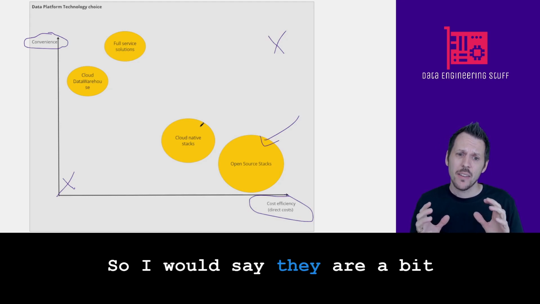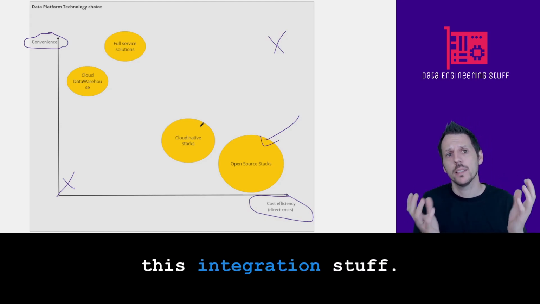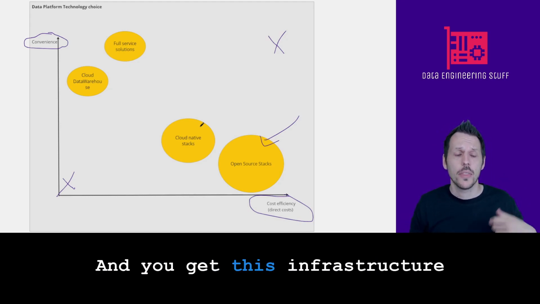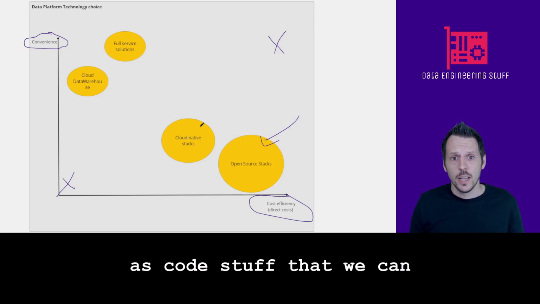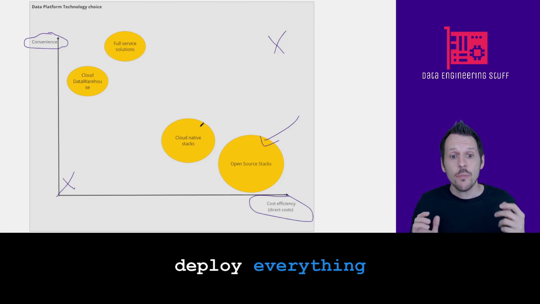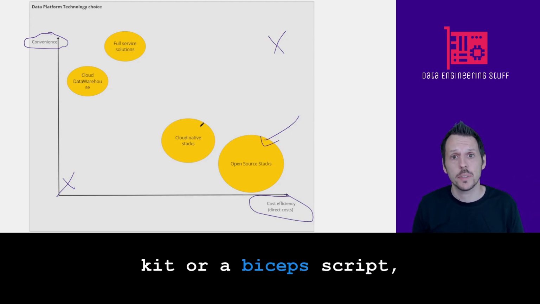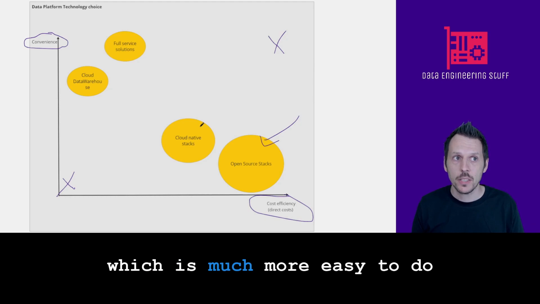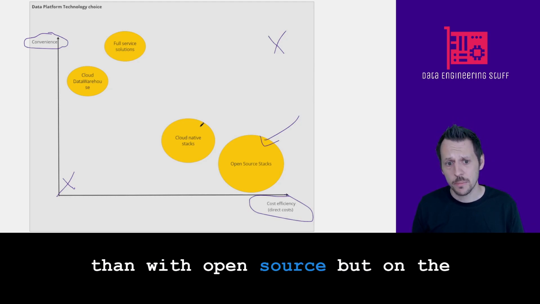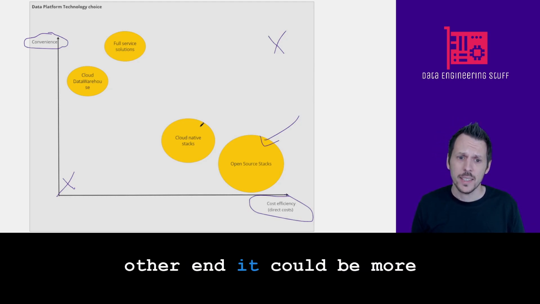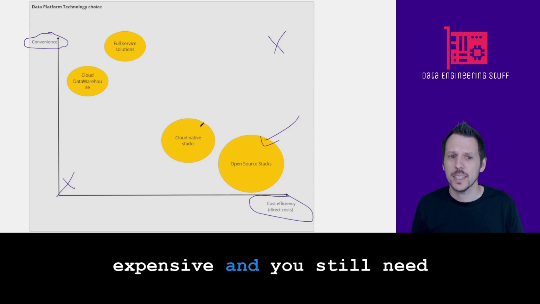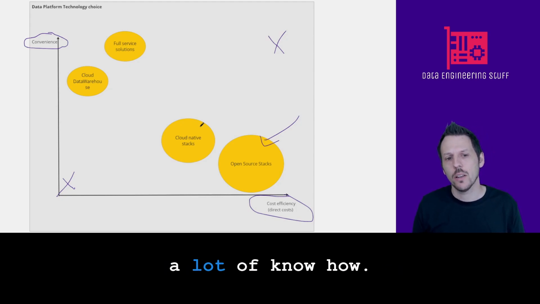So I would say they are a bit more convenient because of this integration stuff, and you get this infrastructure as code stuff there. You can deploy everything in one cloud development kit or a Bicep script, which is much easier to do than with open source. But on the other hand, it could be more expensive, and you still need a lot of know-how.